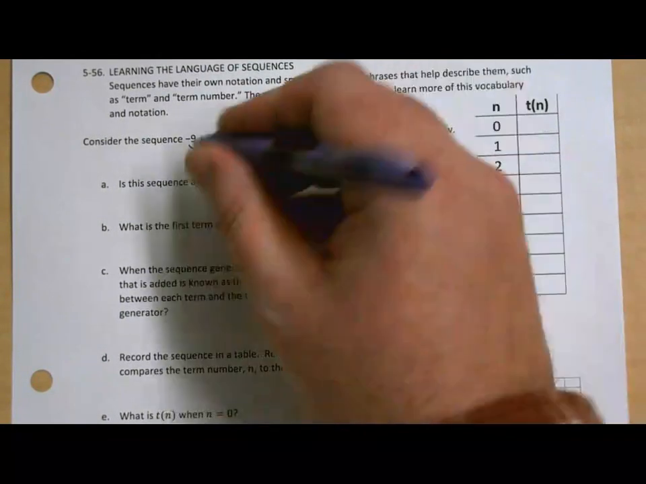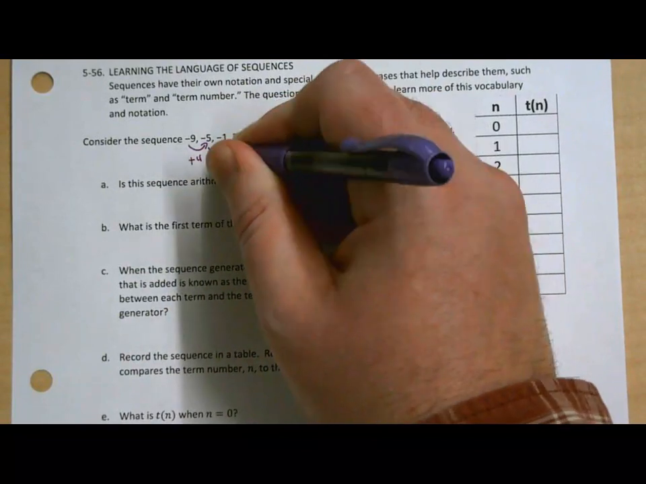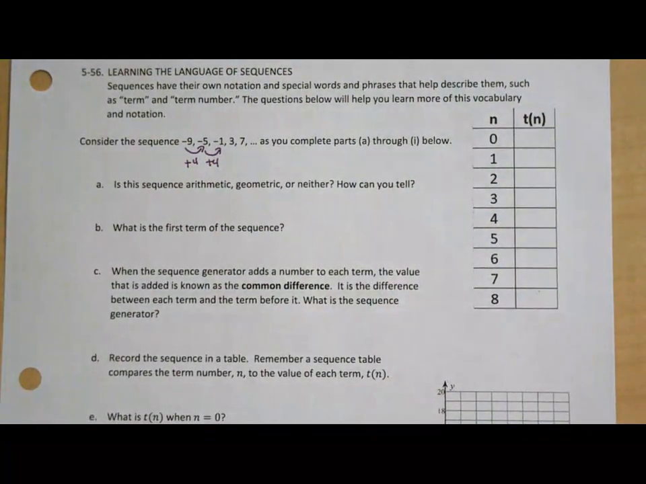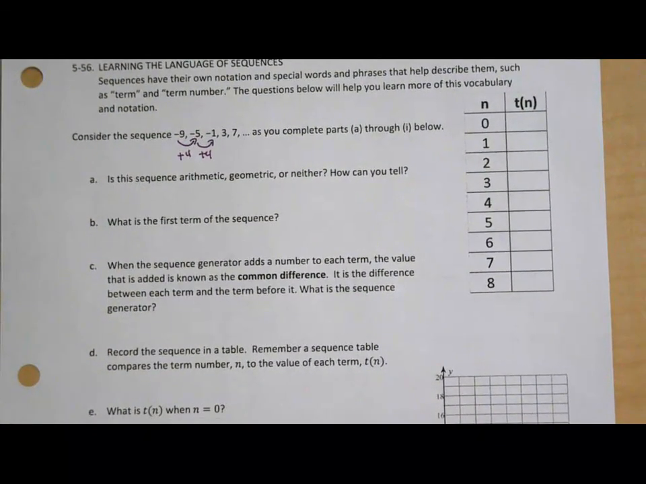Negative 9 plus 4 is negative 5. Negative 5 plus 4 is negative 1. Negative 1 plus 4 is going to get us to 3. 3 plus 4 is 7. Yes, I'd say our sequence generator is plus 4. We're consistently adding 4 each time.